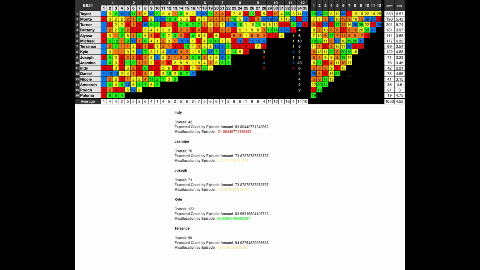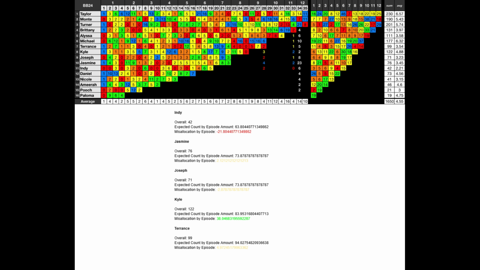Jasmine has 76 diary rooms, and her expected count by episode amount is 73.87, causing for a misallocation amount of 2.12. Joseph got 71 diary rooms, and he has an expected count by episode amount of 73.87, causing for a negative 2.87 misallocation. It's ironic that he and Jasmine are pretty close to being perfectly allocated.